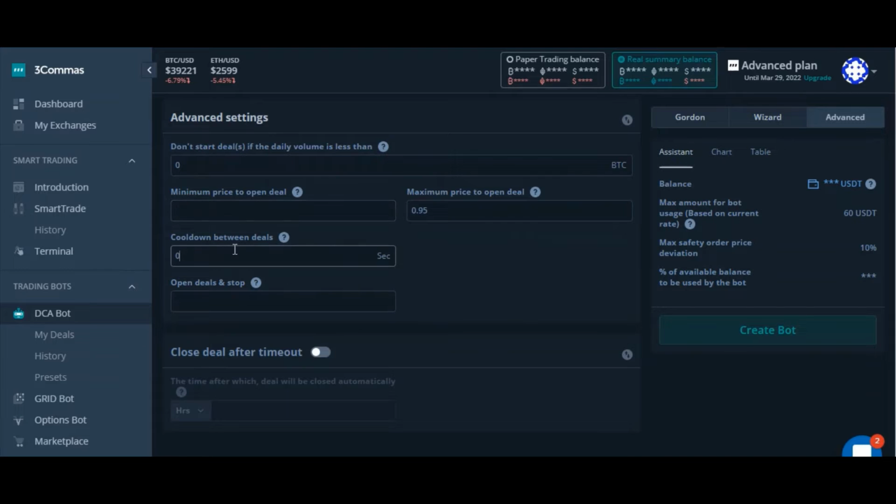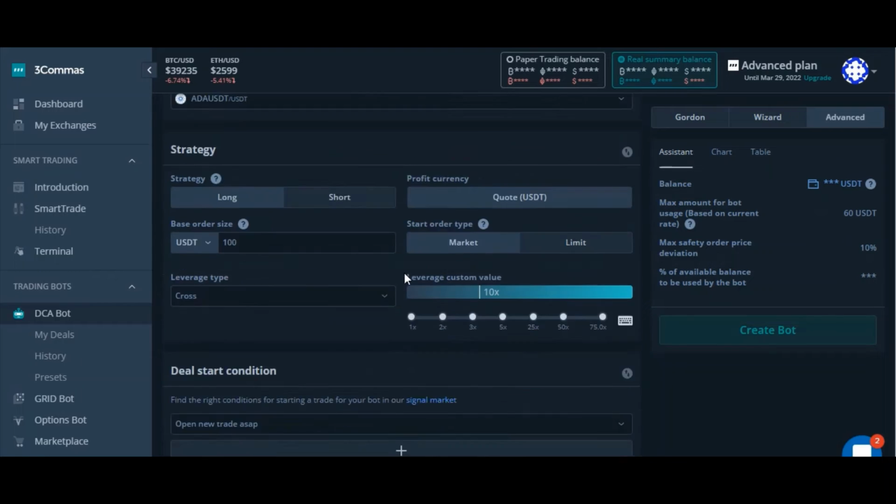And cool down between deals, just 10 seconds. That means when the bot completes one order, before it starts the second fresh order, it will wait 10 seconds, right? Open deals and stop means how many deals this bot needs to do before it comes to a complete stop. So if I don't put anything here, the bot will be unlimited. It keeps on buying and selling. If I put 10 here, this bot will do only 10 times buying and selling, right? Okay. This is all about putting this one.